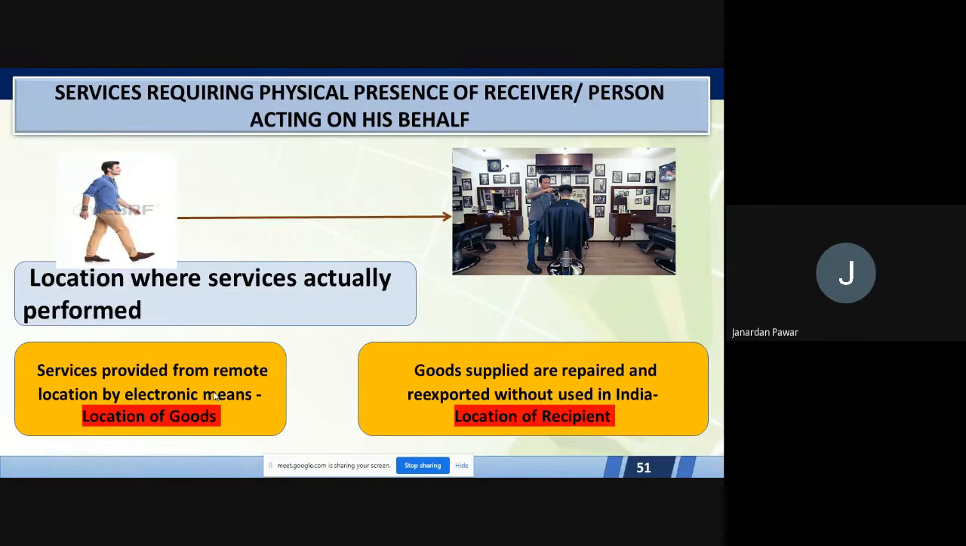Now, here, there are two clauses I have mentioned in yellow boxes. So just look at the first yellow box. Services provided from a remote location by electronic means. If the services are provided by using electronic means from a remote area, then what could be the place of supply? The location of the goods. Whatever is the location of the goods, that could be the place of supply. And the second yellow box talks about goods supplied that are repaired and re-exported without being used in India. So in that case, whatever is the location of the recipient could be the place of supply.